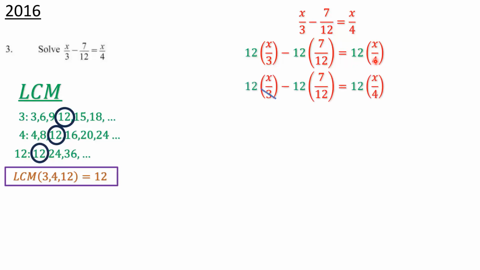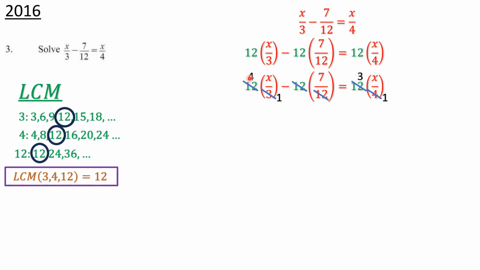So we say, how many times can 3 go into itself? It goes into itself once. 3 goes into 12 4 times. Now we cancel out the 12s. And we say, how many times can 4 go into itself? 4 goes into itself once. And 4 goes into 12 3 times.